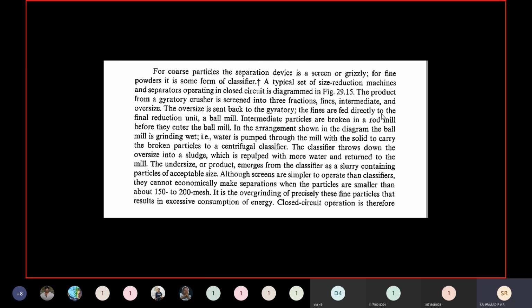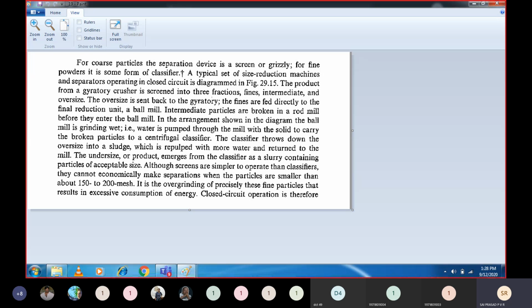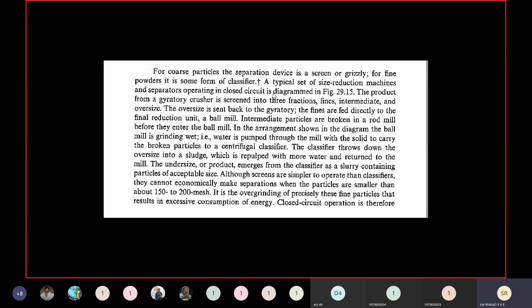A typical set of size reduction machines and separators operating in closed circuit grinding is shown in the diagram which we have already seen. The product from the gyratory crusher is screened into 3 fractions. Now he is describing the same diagram. 3 fractions: fines, intermediates, and the oversized particles. The oversized particles are sent back to the gyratory crusher as we have seen, and then fines are fed directly to the final reduction unit, a ball mill.